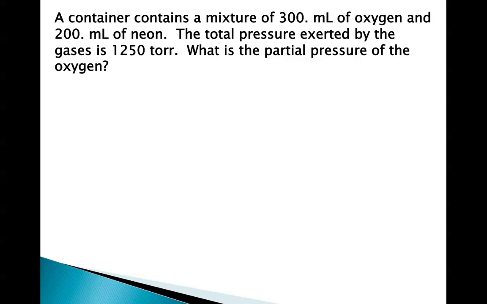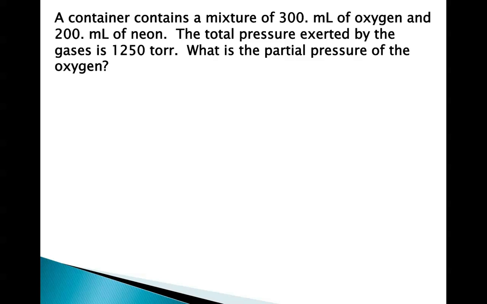Now this is a little bit different. Here we're involving volumes. This is where the honors piece comes in. We have a container with a mixture of 300 milliliters of oxygen and 200 milliliters of neon. The total pressure exerted by the gases is 1,250 torr. What is the partial pressure of oxygen?